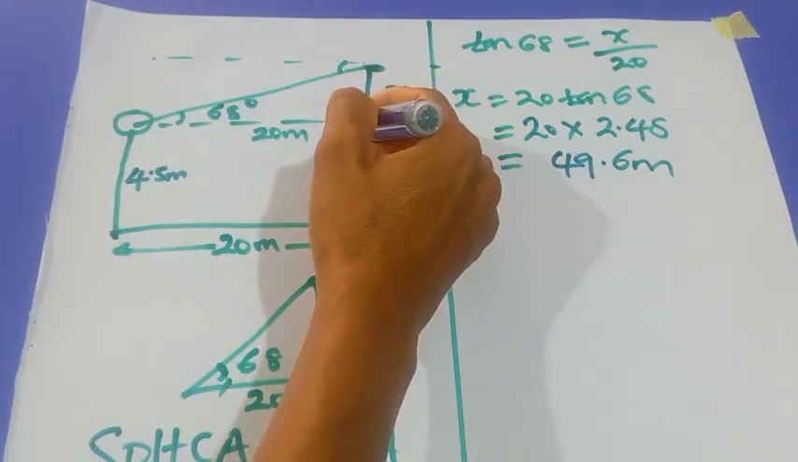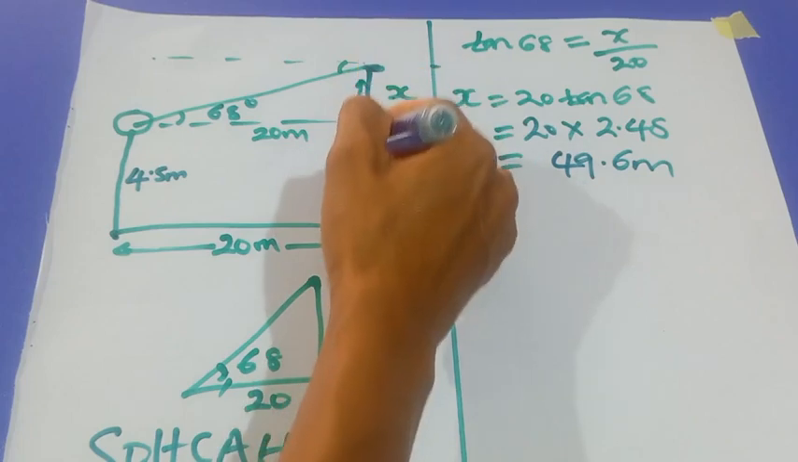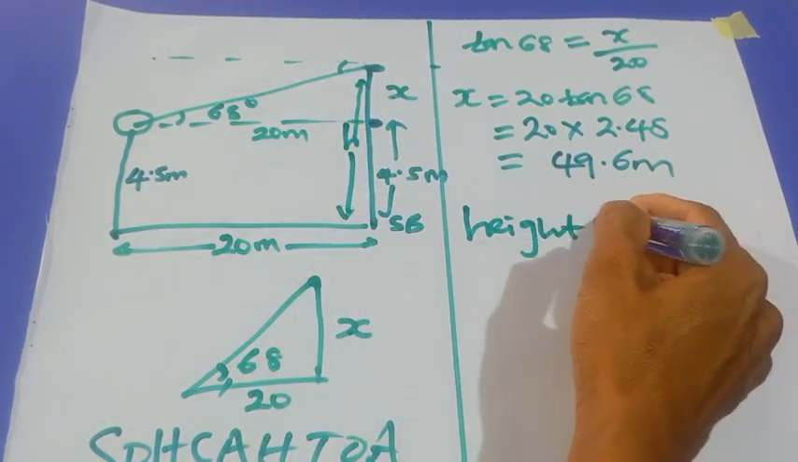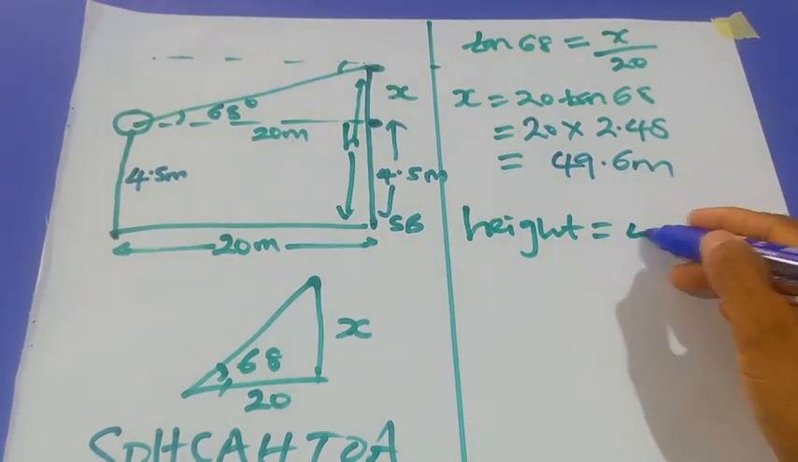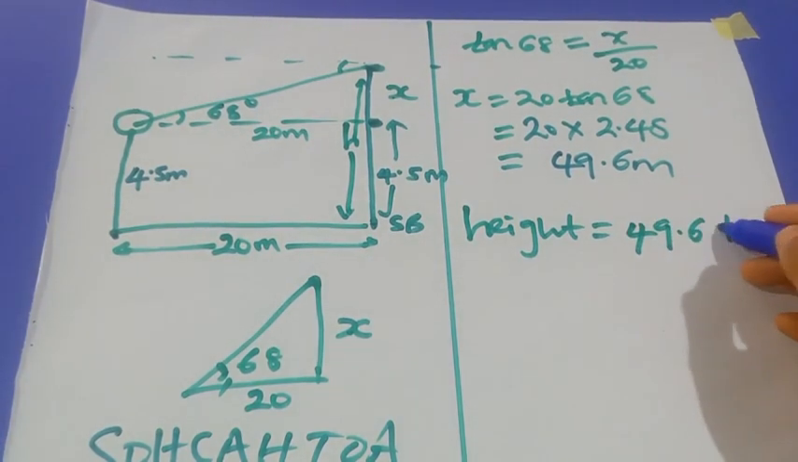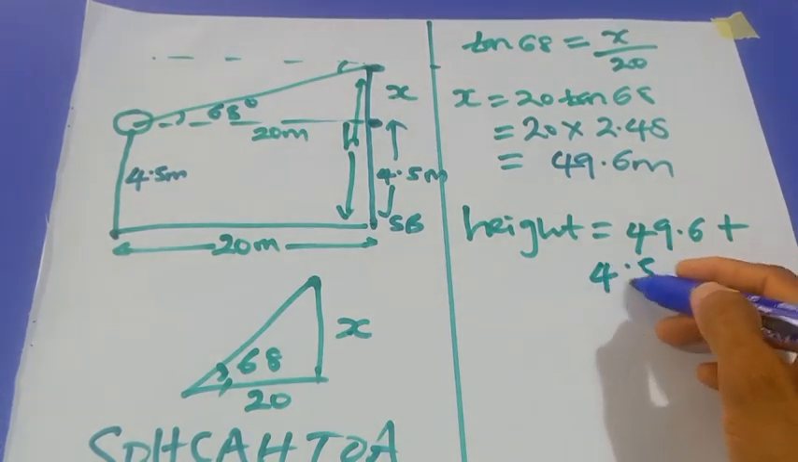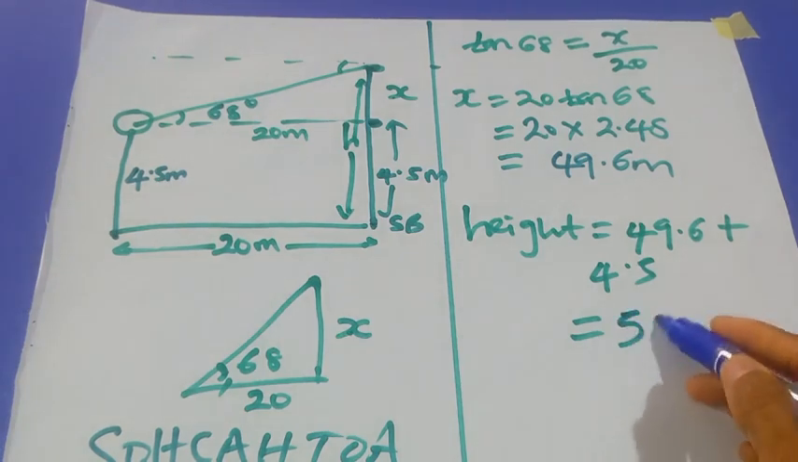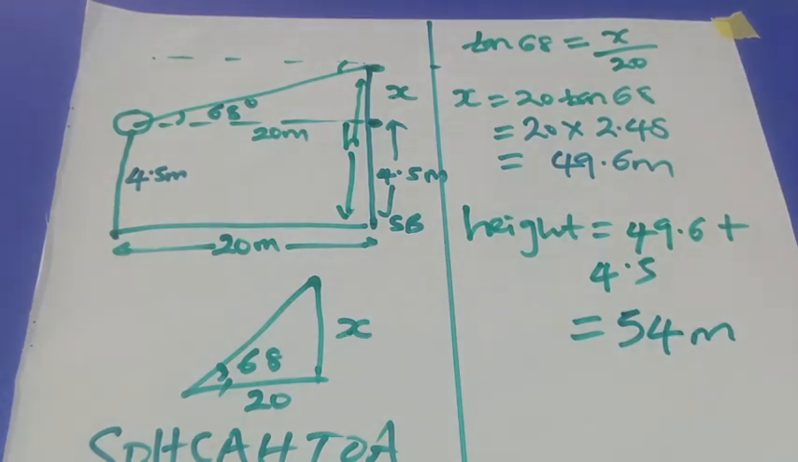So we have gotten from here to here as 49.6 meters. The total height we are looking for, let's add everything. Height is going to be 49.6 plus 4.5. So we can have our final answer as approximately, let's say, 54 meters. This is the answer.